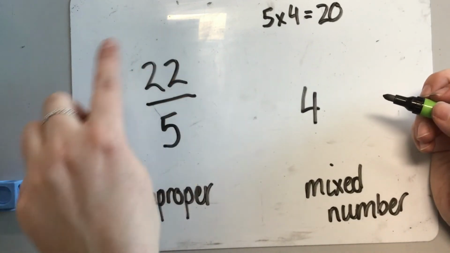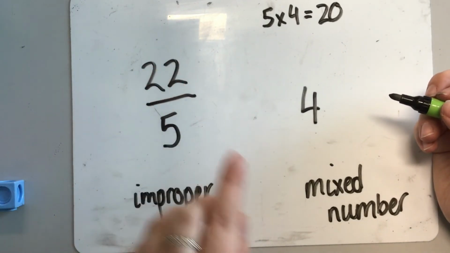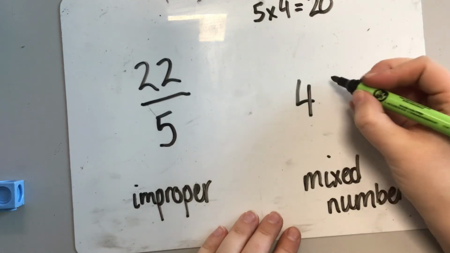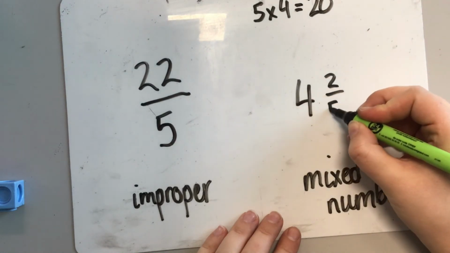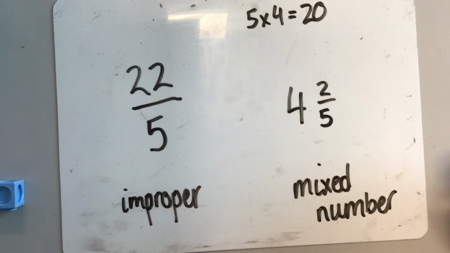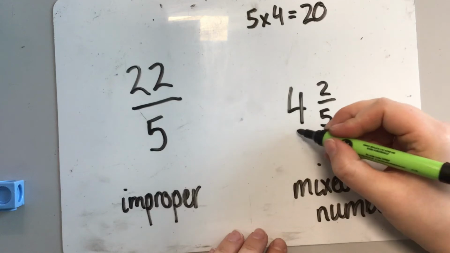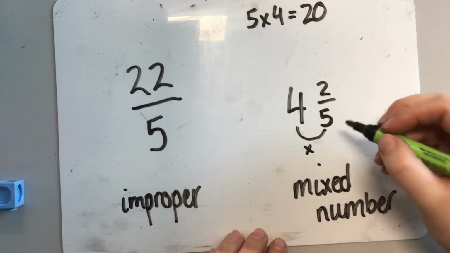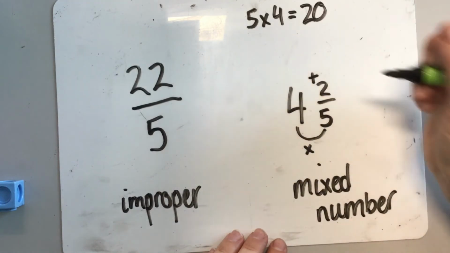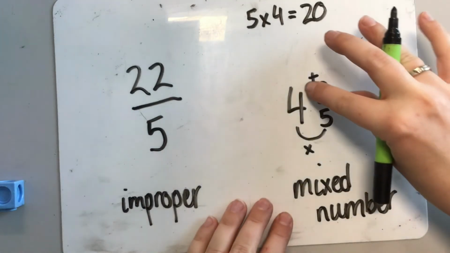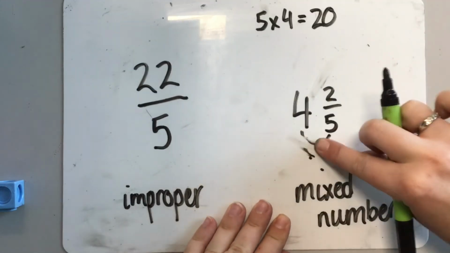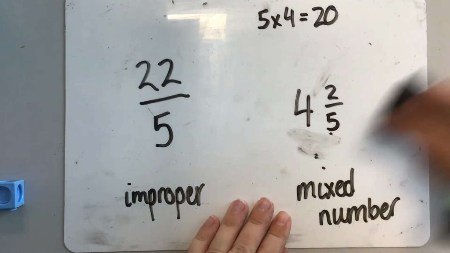But that's not all of my pieces because it was 22. That just tells me I've got 4 wholes and 2/5 left over, okay? And when we add it back up, if I think 5 times 4, I can multiply, do 5 times 4, that's 20, and add on the 2 at the top, that does give me 22. So I know I haven't lost any fifths along the way.